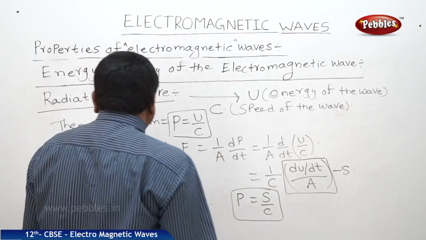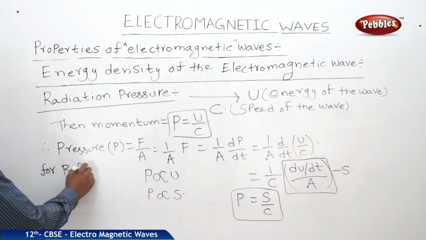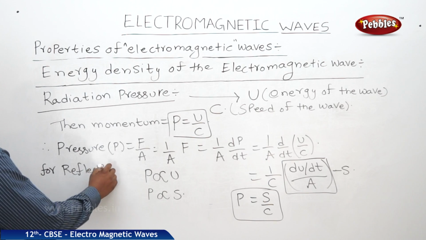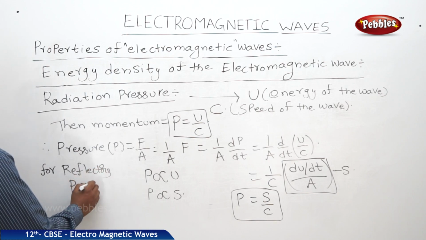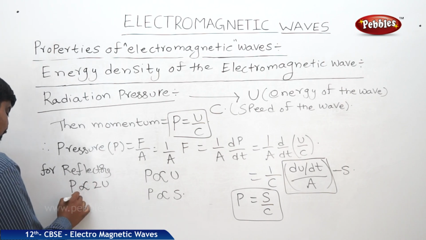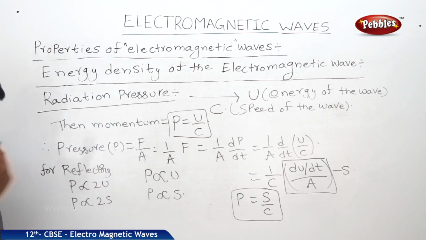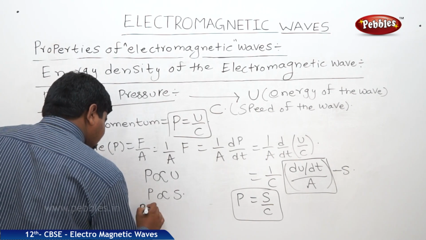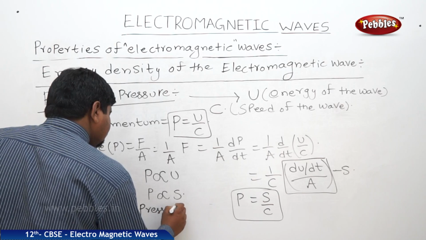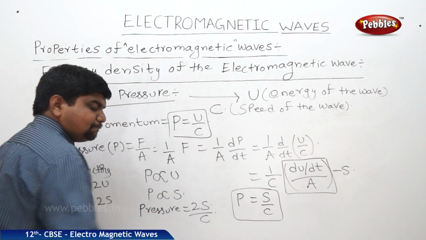If it is a perfect reflector, for reflectors, momentum is proportional to 2U. Therefore, pressure is proportional to 2S. So for reflectors, pressure will become 2S by C.